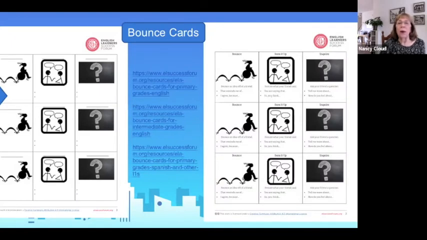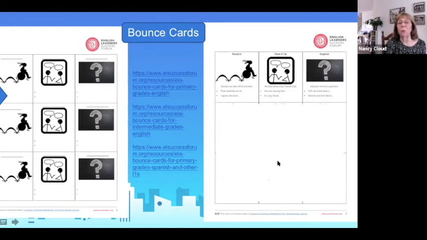And another strategy that we wanted you to know about is the bounce card. And really what this paper that you can get through these links, this is 3 strips that you would cut out, and each student would only get 1 strip. This one exists for you, so you can make it exist in whatever language you would like.